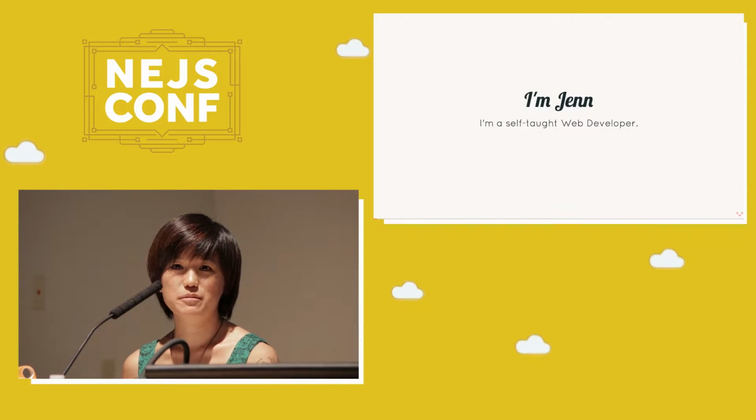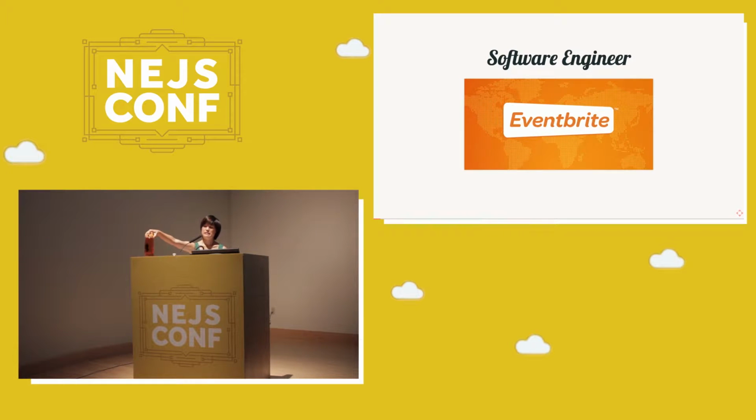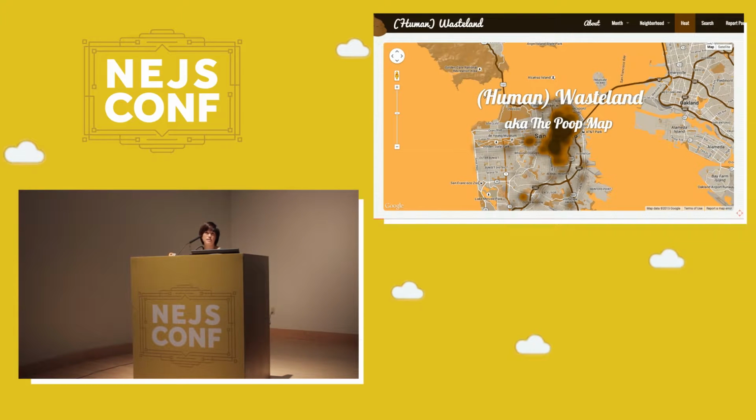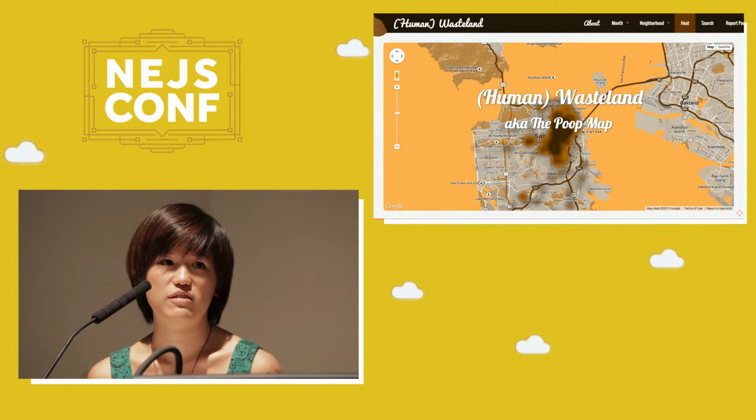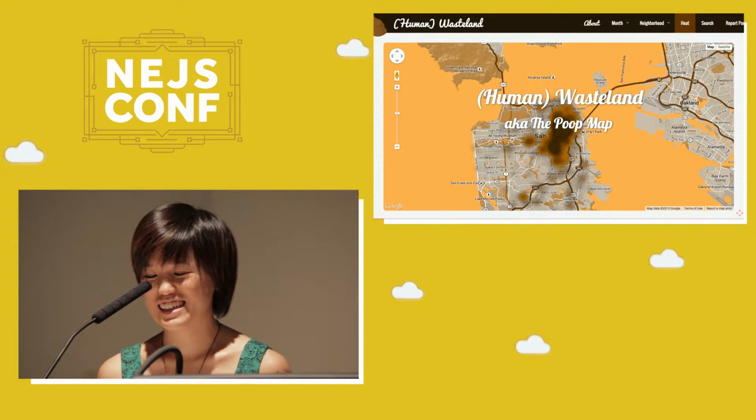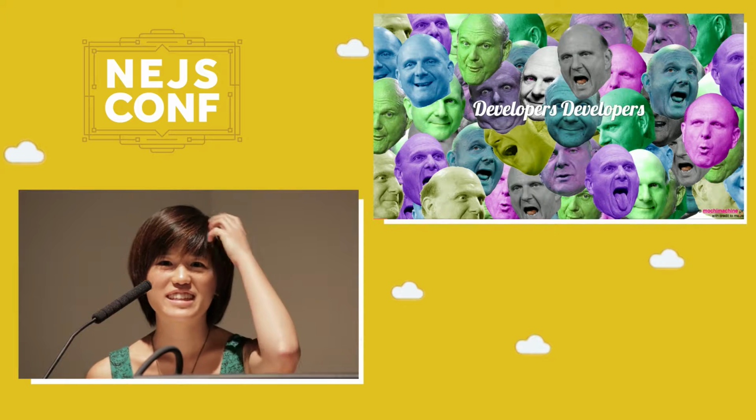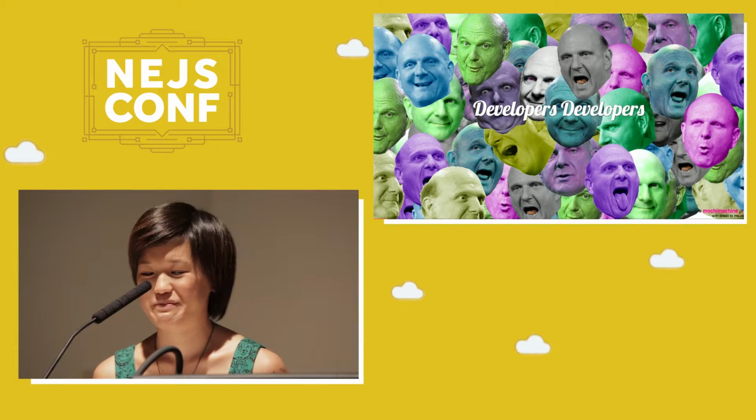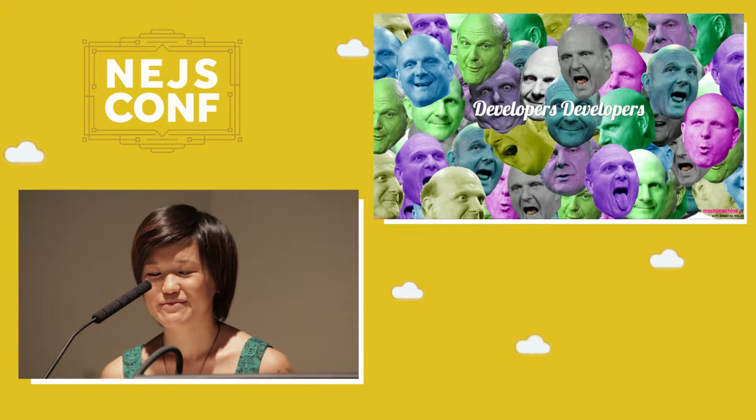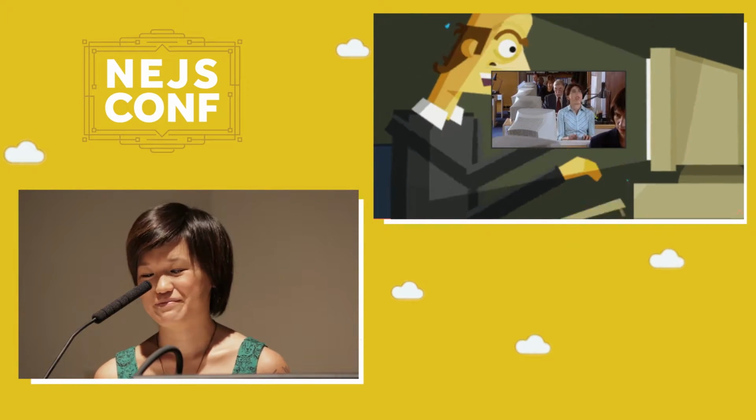I'm a self-taught web developer. I'm also a software engineer at Eventbrite. You might know me as the creator of Human Wasteland, also known as the Poop Map of San Francisco. If you don't know what that is, come talk to me after the break. Or the creator of Developers, which is a dedication to Mr. Steve Ballmer. You can find that on my Twitter profile. So all of that is just a long-winded way of saying that I write code for a living.